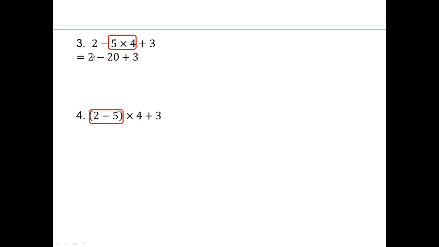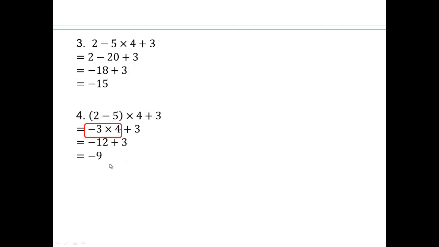So here you're going to have 2 minus 20 plus 3, whereas here you'll have negative 3 times 4 plus 3. Look at the difference between those two. Do you see how the parentheses made a difference? All right, so now 2 minus 20 will be negative 18, plus 3, which will give you negative 15. Here you're going to do negative 3 times 4, which would be negative 12, plus the 3, which will give you negative 9. So again, the parentheses made a difference in how we evaluated it, even though they were the same numbers and operations.